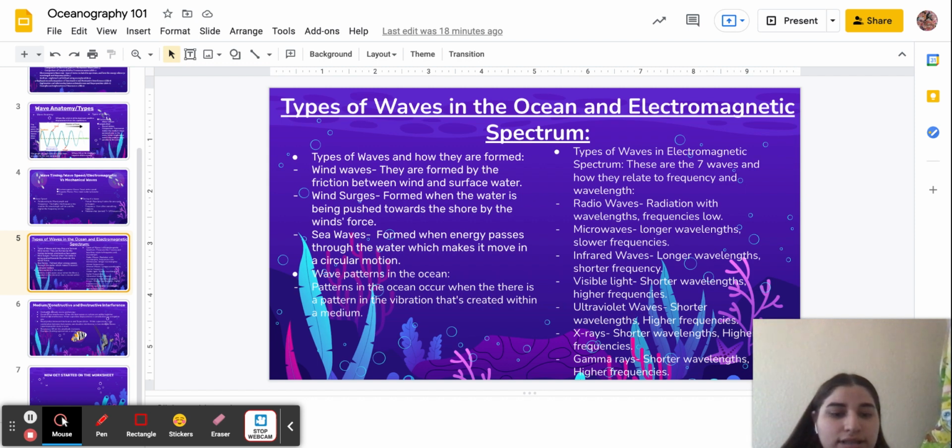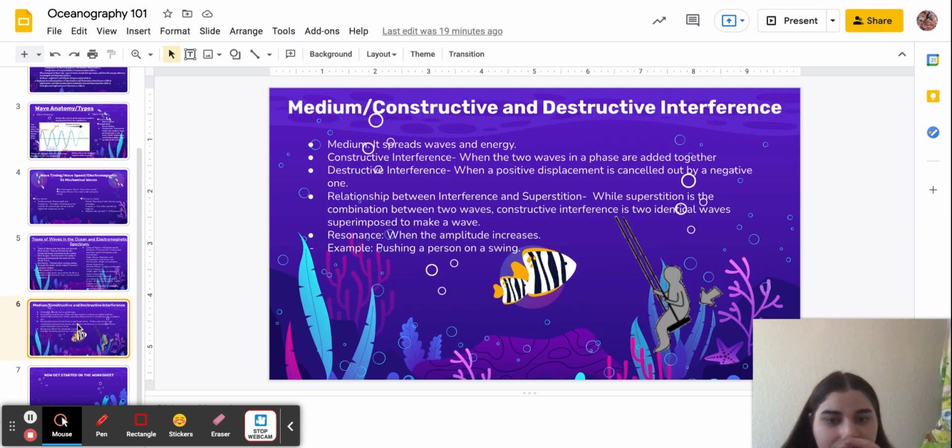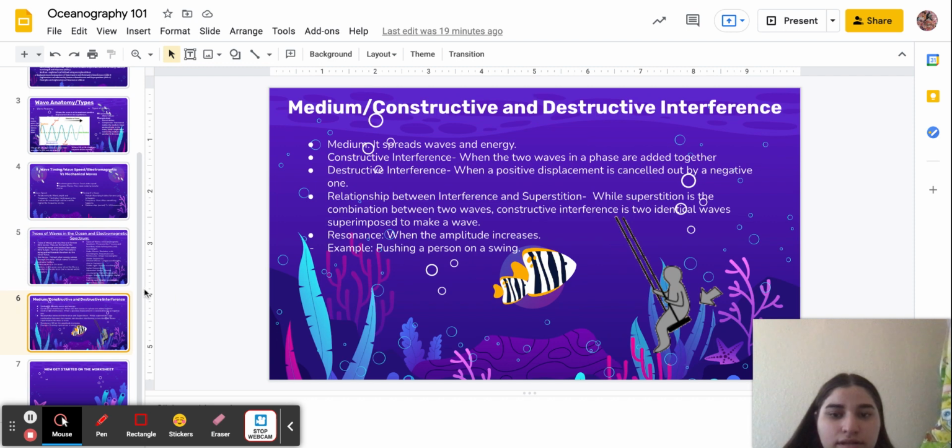And like each of them, you could see some of them have shorter wavelengths and higher frequencies. Some of them have longer wavelengths and shorter frequencies. It just depends on which one. The medium is like it spreads waves and energy. So in a wave, the medium is what's gonna spread the wave and the energy. So the medium kind of controls in a way the frequency and the period of the whole wave.